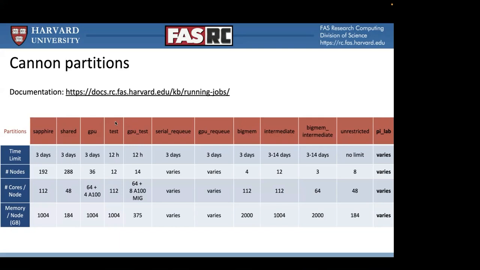When you start running on the test partition, and then you start having a better idea of the kinds of resources that you need, and now you're ready to do a production run, now you can choose one of the larger partitions. For example, Sapphire and Shared both have a time limit of 3 days. You can see here that the shared partition is considerably bigger, but Sapphire has more memory per node.